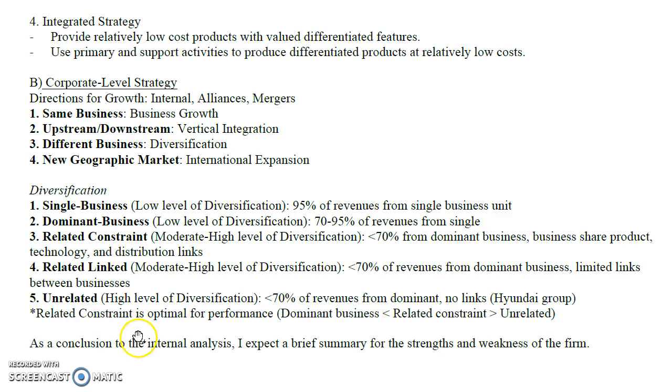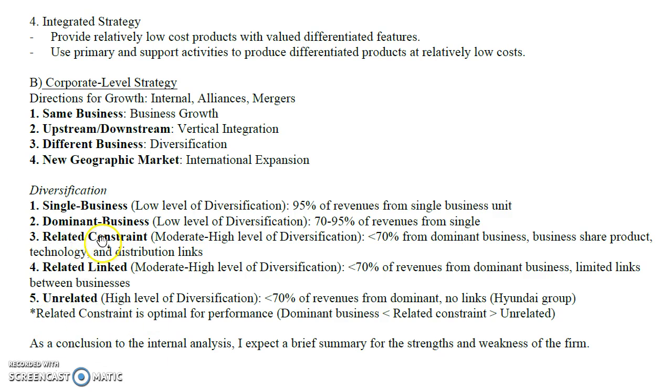And fifth, unrelated, high level of diversification. Less than 70% of revenues come from a dominant business. So there is not really a dominant business. Money comes from different sources, different products, and there are no links. For example, Hyundai Group has many different sources: cars, appliances, technology.